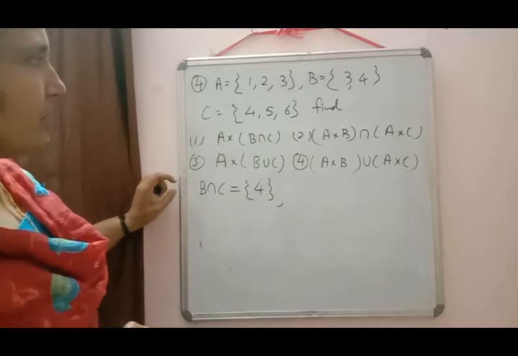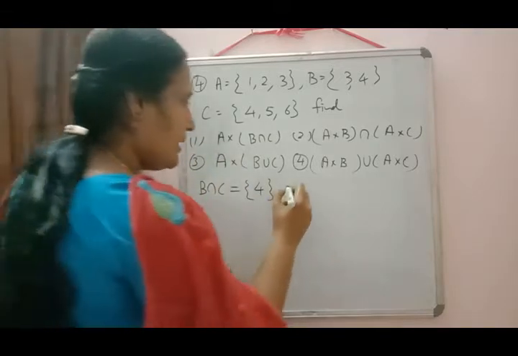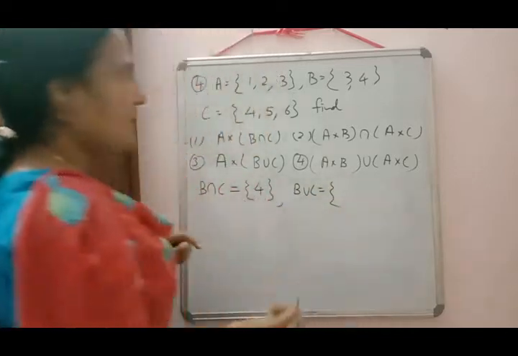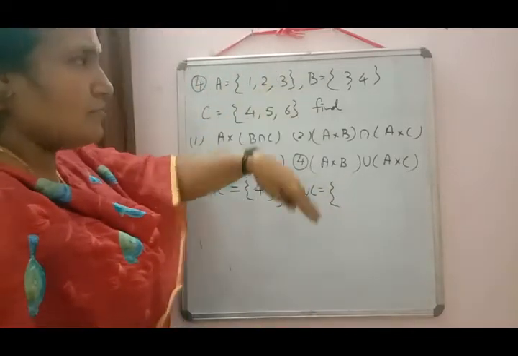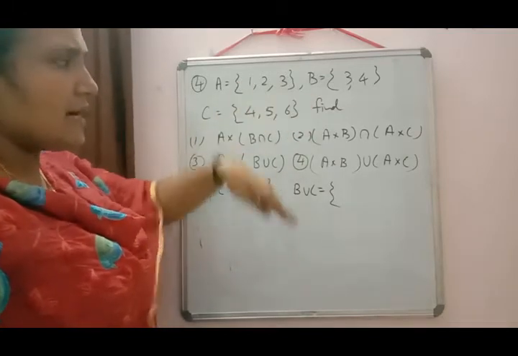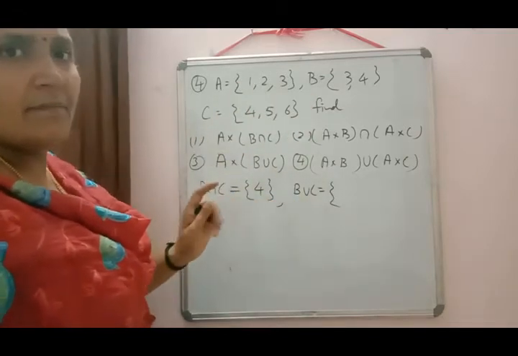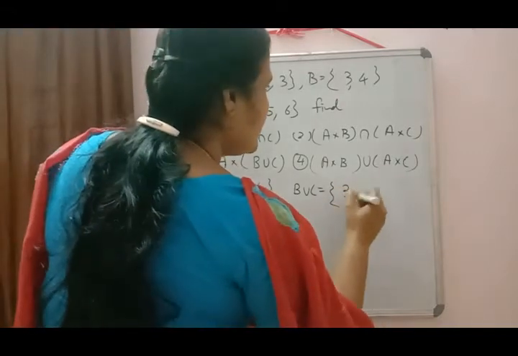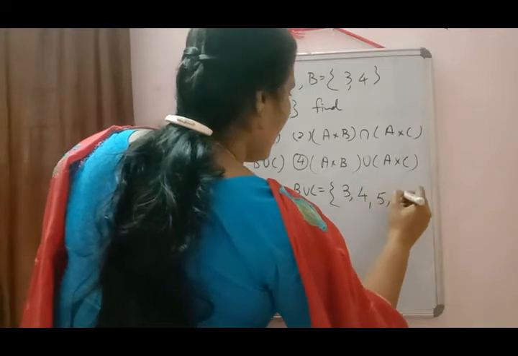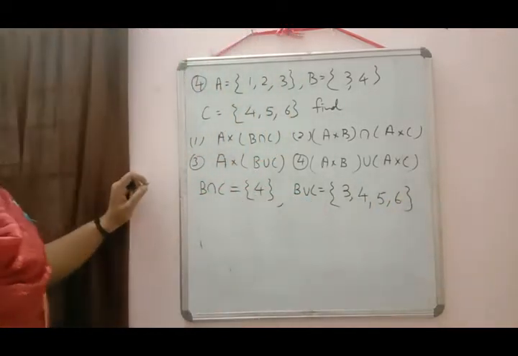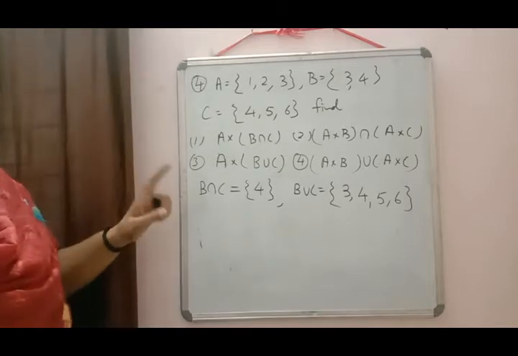Then what do we want? Yes, we want B union C. B union C means the elements which belong to B and the elements which belong to C. If they are in one set, they will be there in the union. So we can write down all the elements: 3, 4, 5, 6. If any element is repeated, we write it once only. So all are written. Okay.